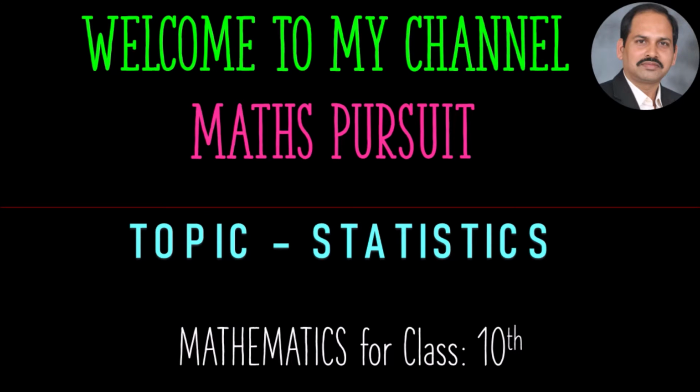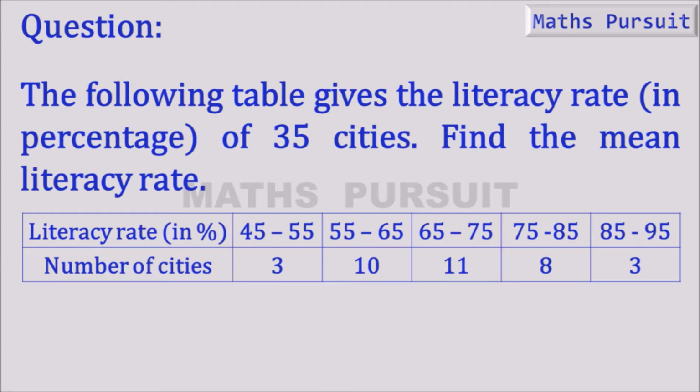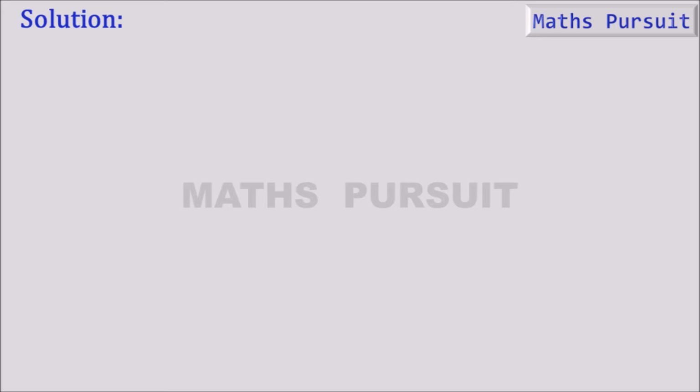Today under the topic statistics, let us see what exactly we have in the question. Now moving on to the question, it is given that the following table gives the literacy rate in percentage of 35 cities. Find the mean literacy rate. Now let us see how we can solve this question. Now moving on to the solution.